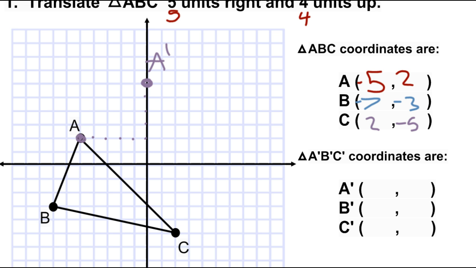Connect the dots to make a triangle, please. Kenneth, what are the coordinates of A prime? 0, 6. Kendall, B prime. -2, 1. Brett, C prime.